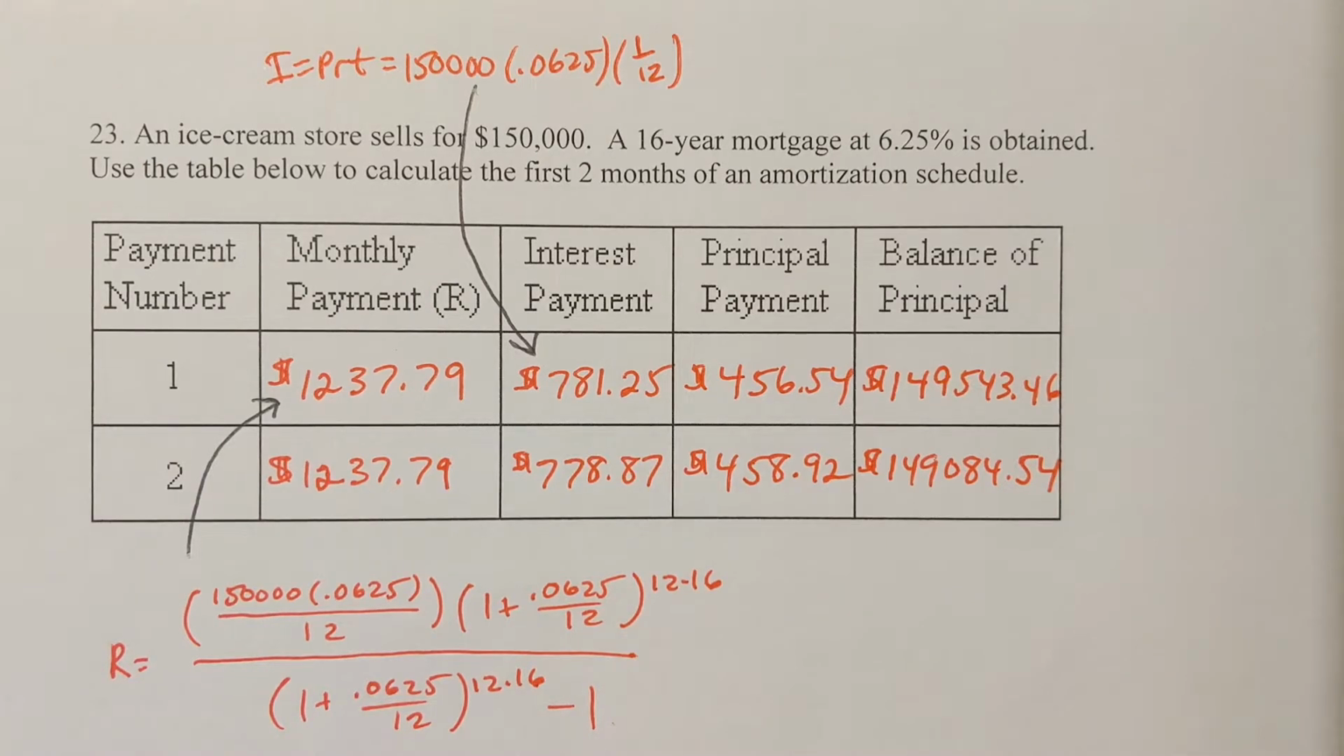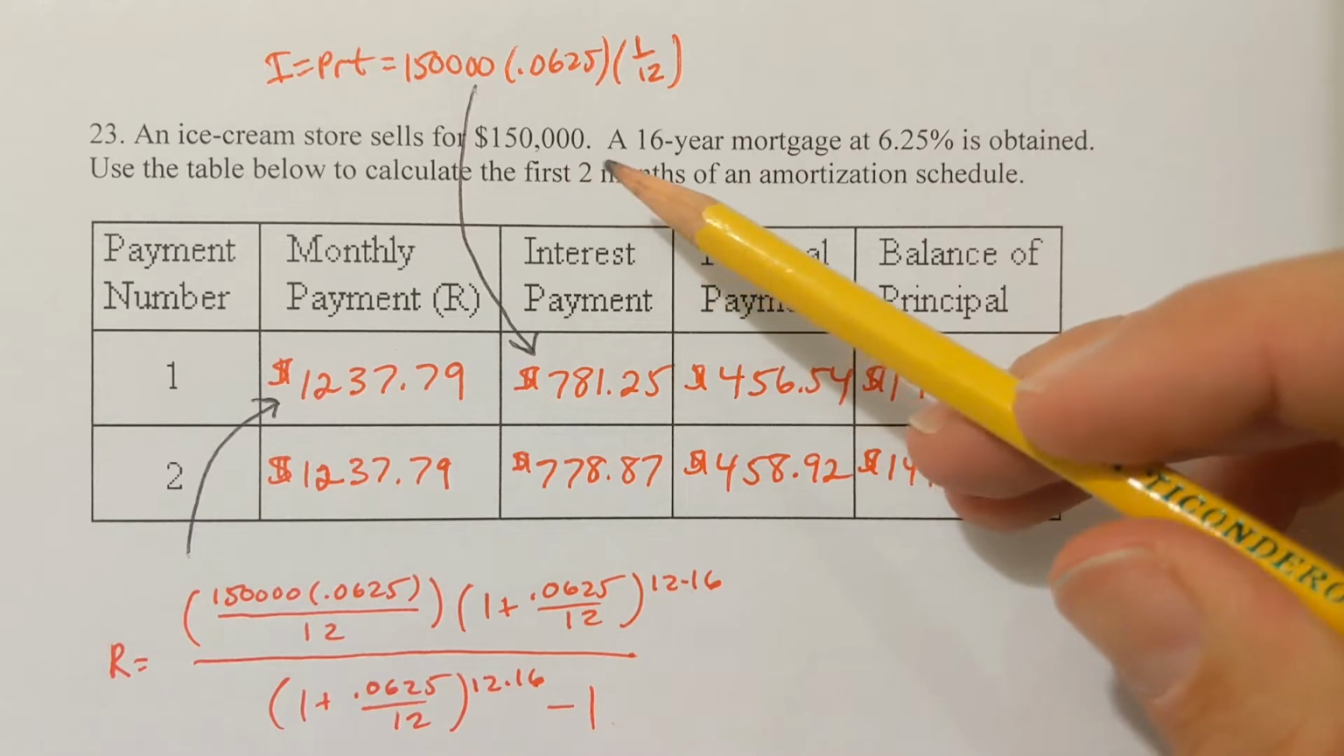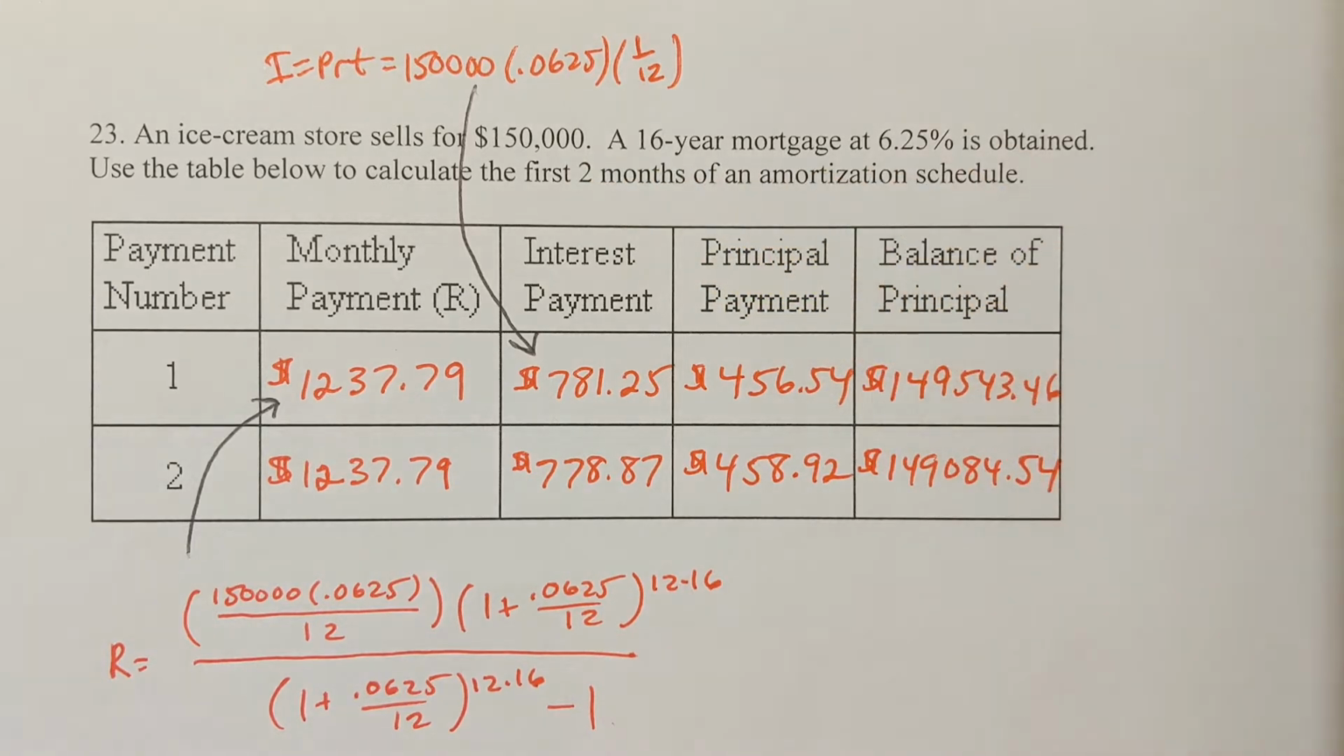Okay, in this video I'd like to finish up chapter 13, and we're on problem 23, where it says that an ice cream store sells for $150,000. A 16-year mortgage at 6.25% is obtained. Use the table below to calculate the first 2 months of an amortization schedule.